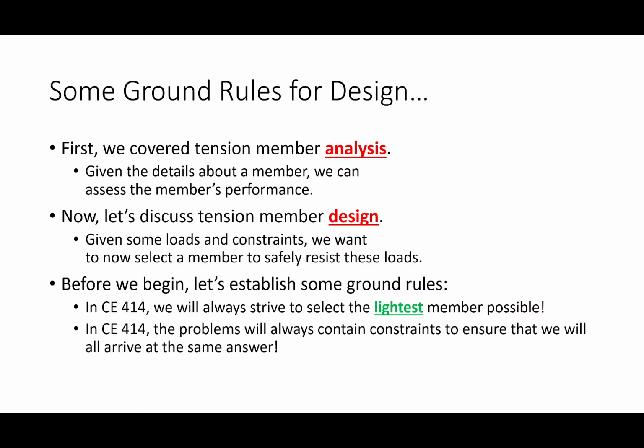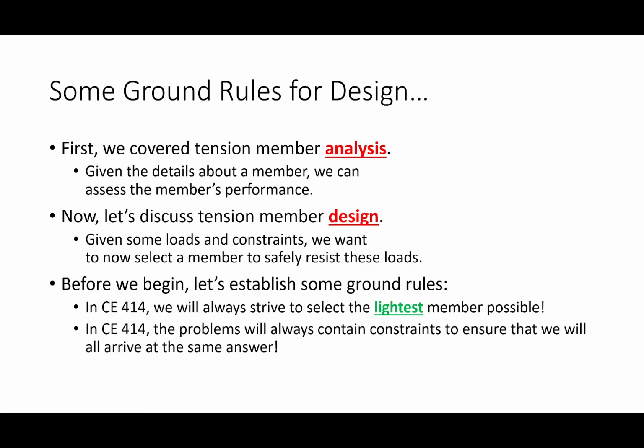So before we begin, I have some ground rules. In this course, we will always strive to select the lightest member possible, okay? So how do we determine between two members which is the lightest? Well, which is lighter, a W10 by 49 or a W10 by 39? Why? The second number is lighter, right? Another way is whichever member has the smaller gross area, right? Smaller area means smaller weight, either way.